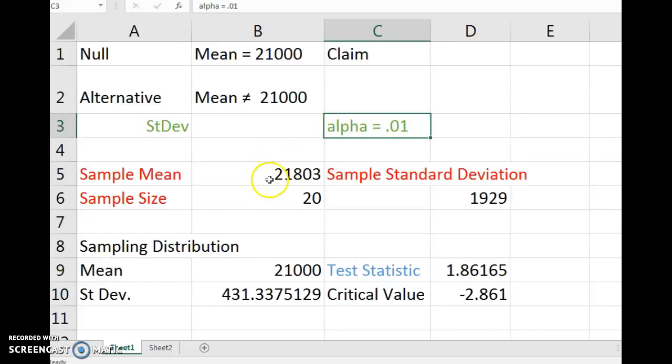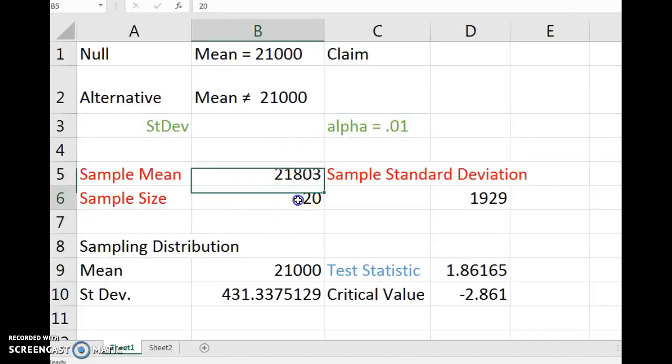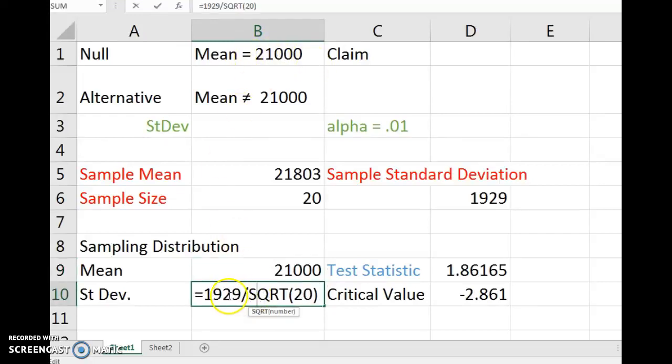We're told this is alpha. We have our sample mean, our sample size, and our sample standard deviation. Take all those from the problem. Now your sampling distribution, it's a t-distribution here, it's going to have the same mean as what we are assuming the population mean has. And its standard deviation here is based off our sample standard deviation divided by the square root of our sample size. So we plug that in and we get this.